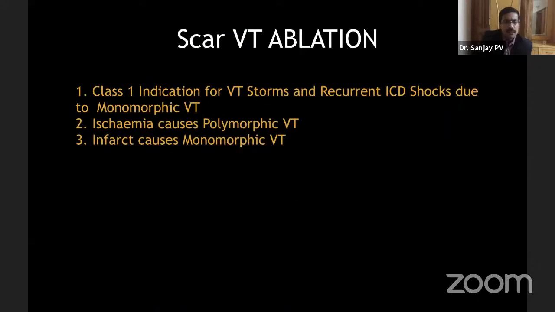So scar VT ablation, number one, is a class 1 indication for VT storms, a patient with recurrent ICD shock due to monomorphic VT. Ischemia can cause polymorphic VT. Very, very rarely do you see ischemia causing a monomorphic VT. Infarct always causes monomorphic VT.